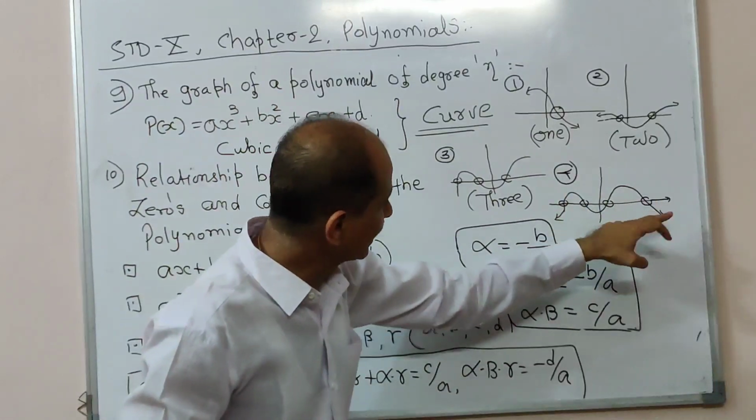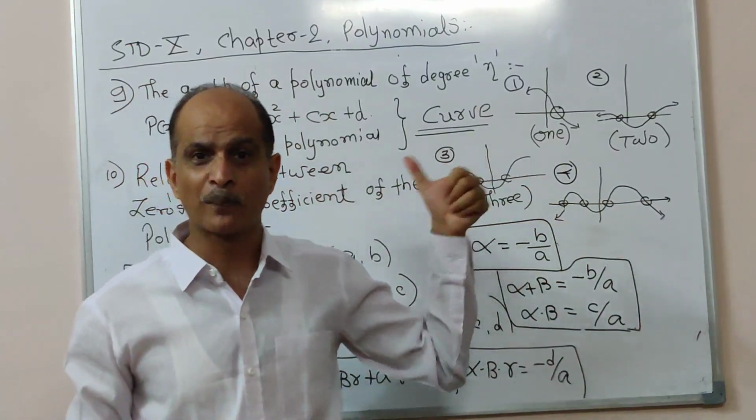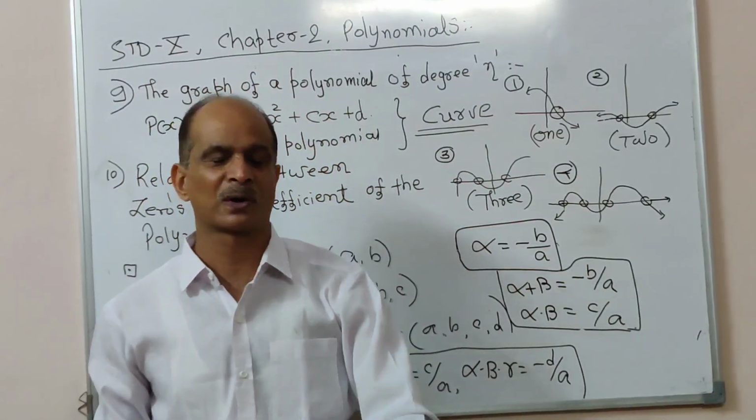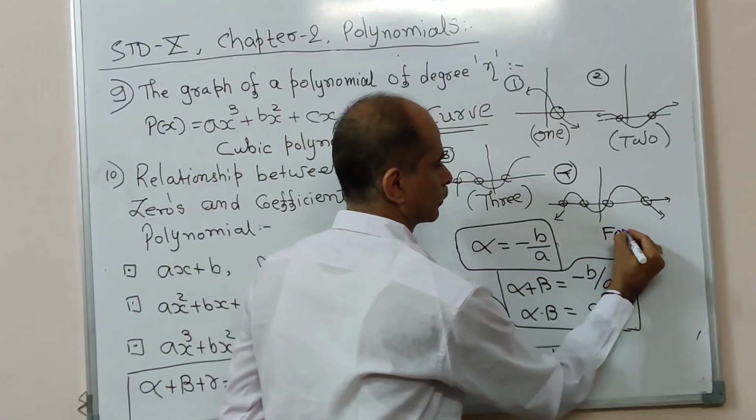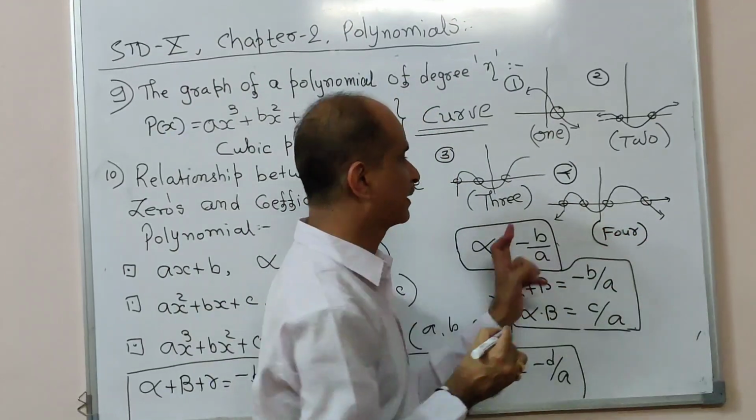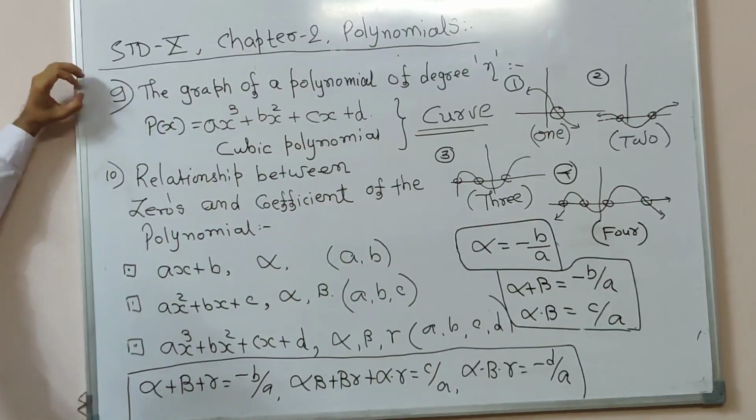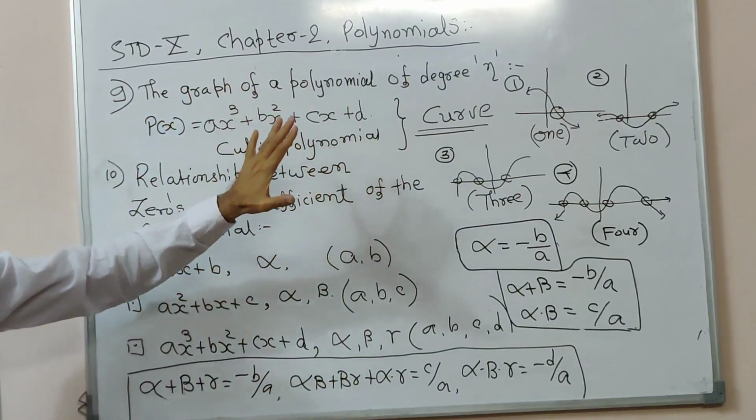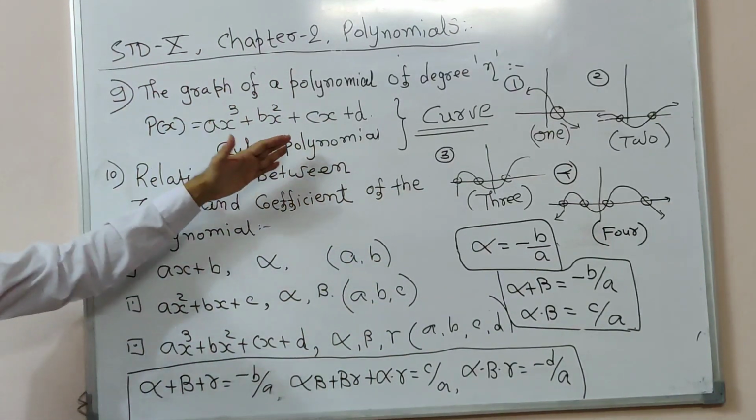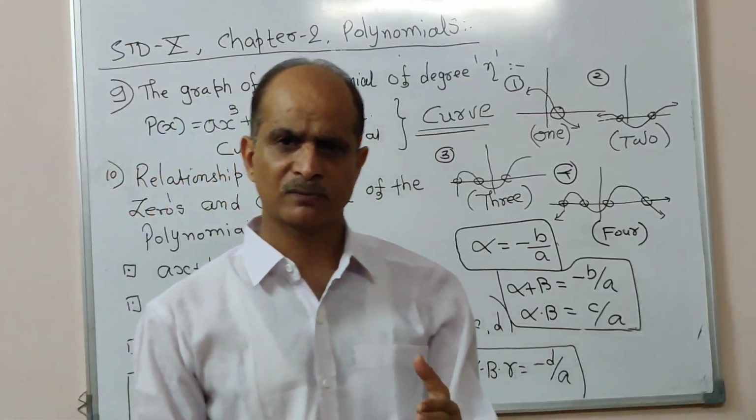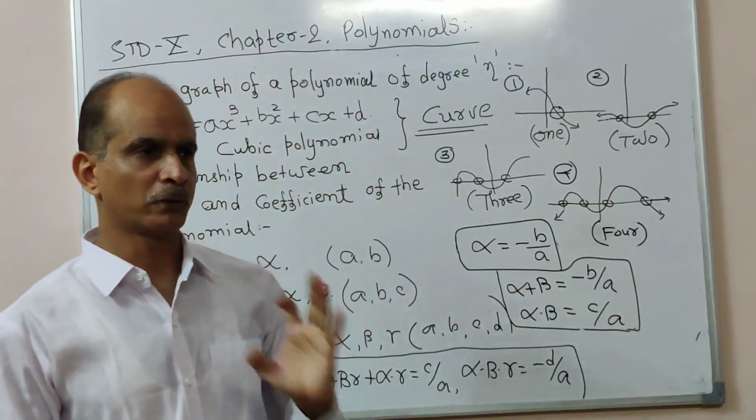Here the graph intersects the x-axis at 1, 2, 3 and 4 points, meaning this is a polynomial having degree 4 and it has 4 zeros, because the graph intersects the x-axis at 4 points. So the point number 9, that is, the graph of a polynomial of degree n. N means you can take 3 and 4. If it is a cubic polynomial, it has a maximum of 3 zeros. If it is a polynomial of degree 4, then it has a maximum of 4 zeros.